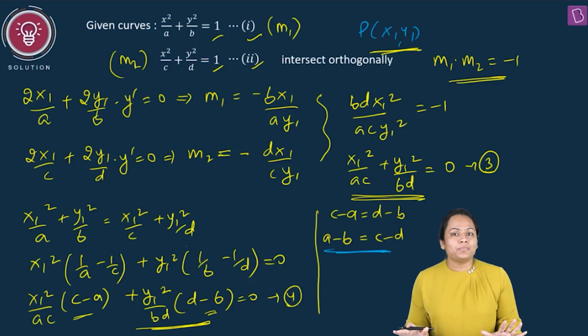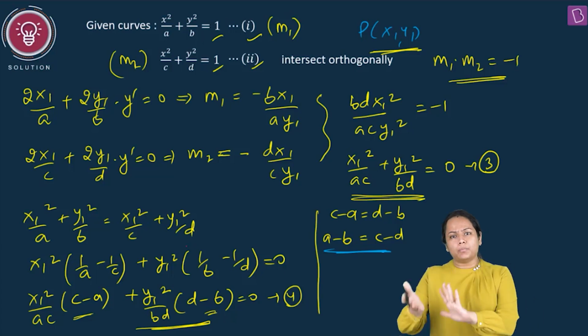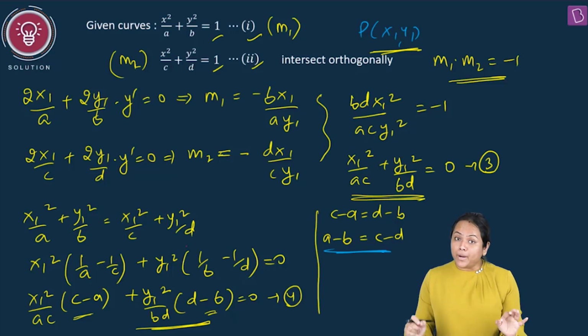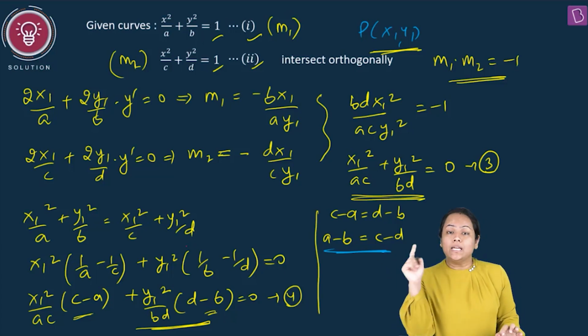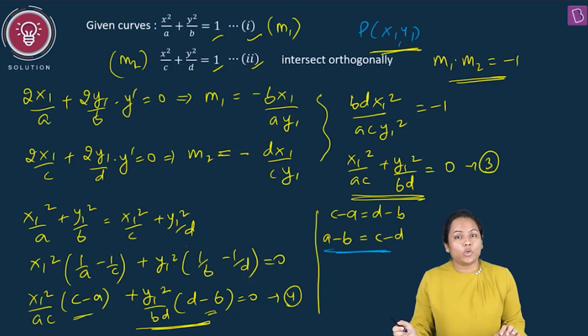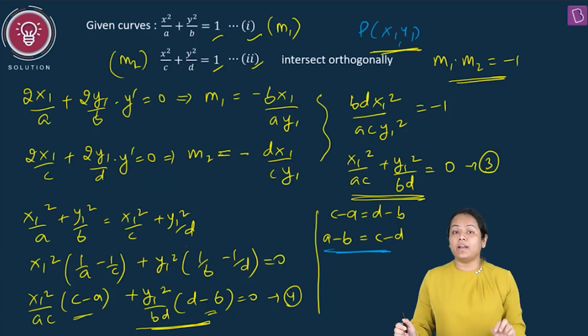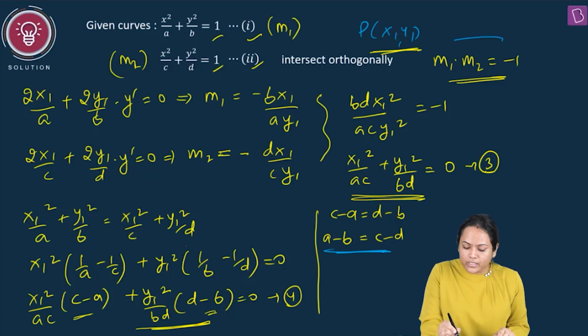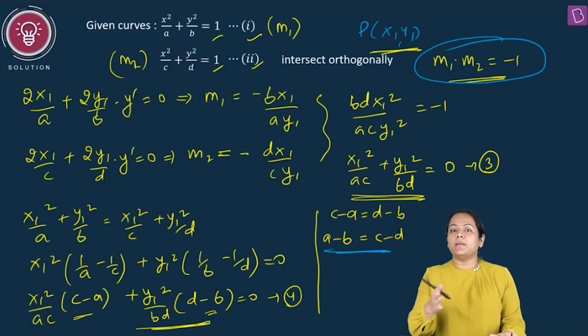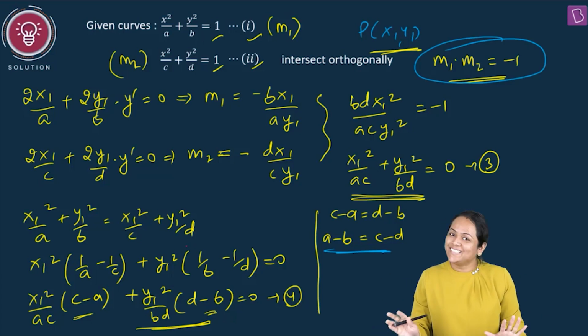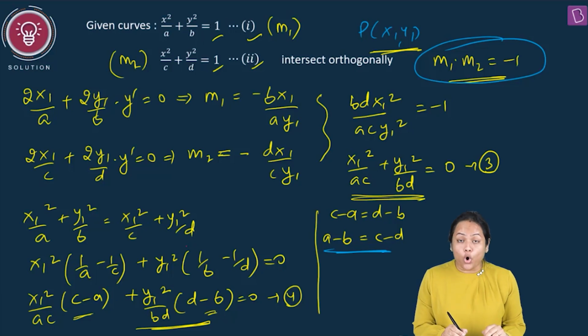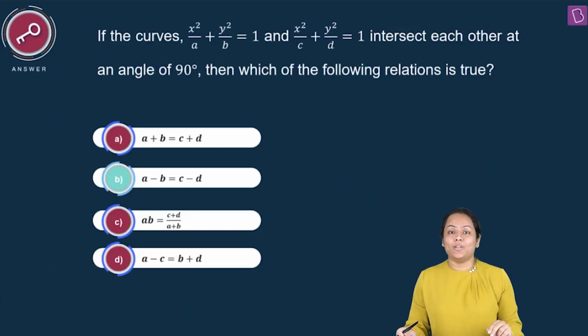Is this clear? I would say this question was on a bit moderate side, but what you have to remember is that whenever two curves are orthogonal, or they intersect at an angle of 90 degrees, the condition is that the tangents or the normals are perpendicular. You can directly find the slope of the tangent by differentiating as we have done here, and then substitute in the condition m1 m2 is equal to minus 1. Understood? Perfect. Option B will be correct.